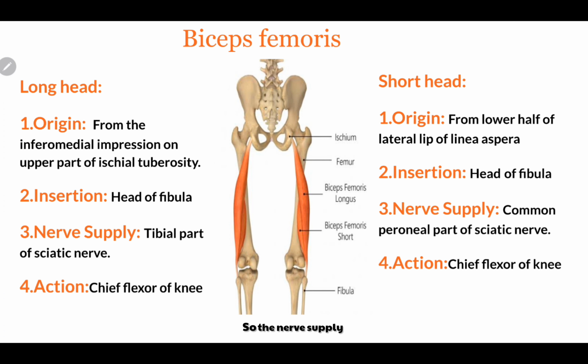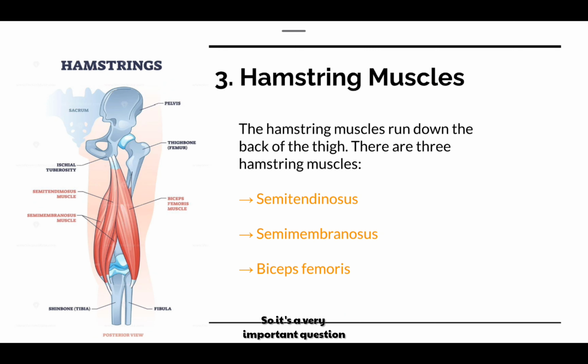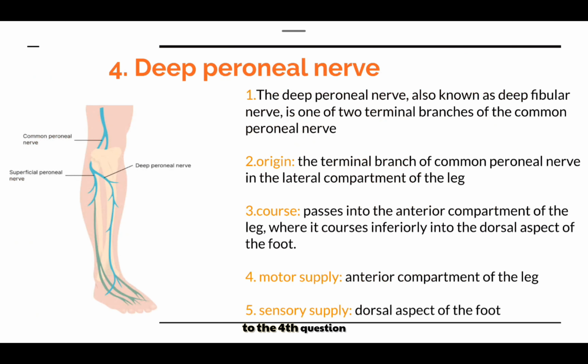Now the nerve supply of the short head of biceps femoris is a bit different. It is by the common peroneal nerve, which is a division of sciatic nerve. So the common peroneal part of sciatic nerve provides the nerve supply to the short head of biceps femoris. Now the action, we all know they are the chief flexors of knee. So that's it for the hamstring muscles. It is a very important, repeatedly and frequently asked question, so please note.